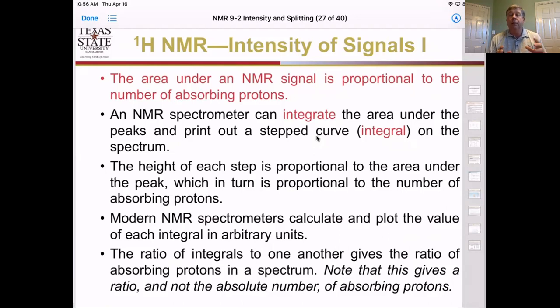Most modern NMR spectrometers will calculate and plot the value of each integral as an arbitrary unit, which means you have to use the ratio between what the NMR gives you and the number of protons you think you have to determine what the ratio of the different protons in your spectrum are. So let's take a look at that, okay?